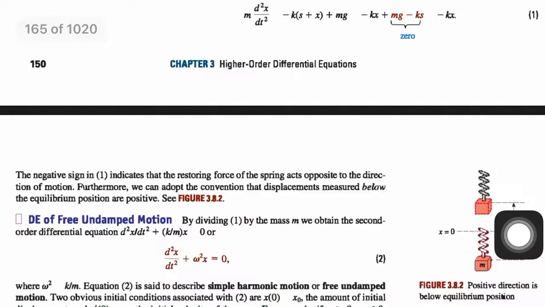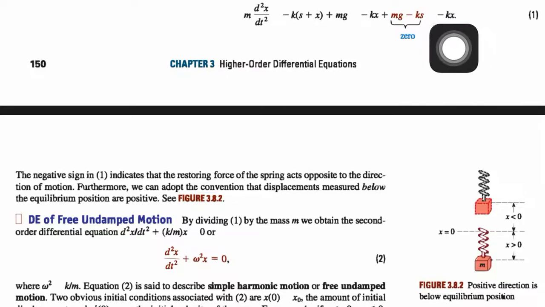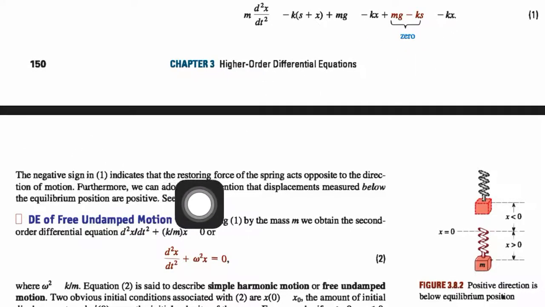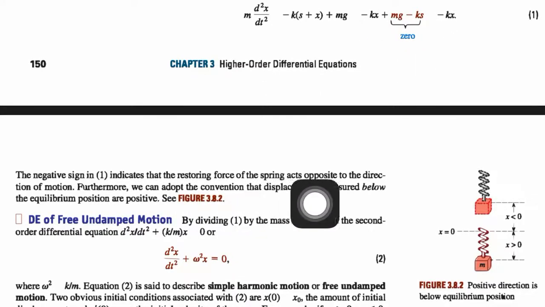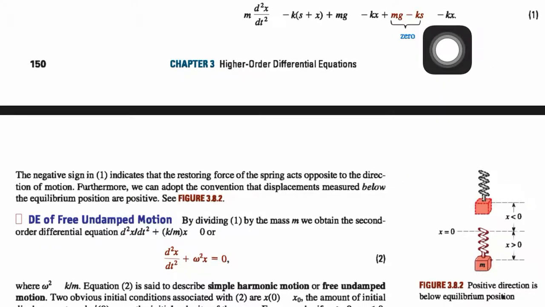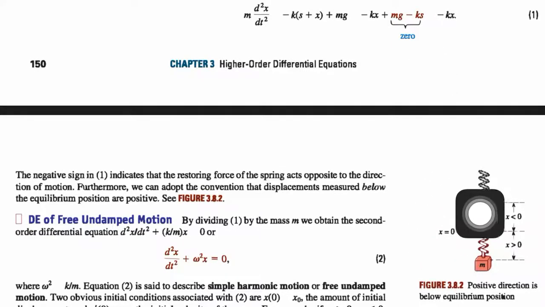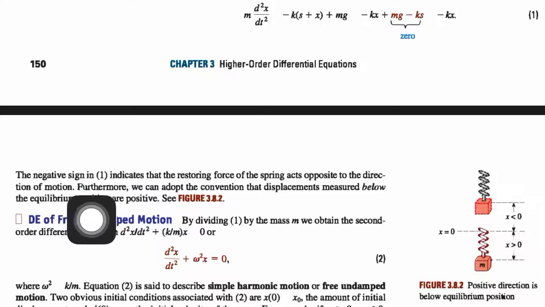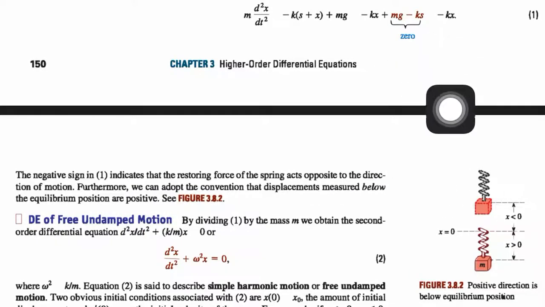Further, the negative sign here indicates that the restoring force of the spring acts opposite to the direction of the motion. The restoring force is opposite to the motion. The motion is in the downward direction and the restoring force is in the upward direction. So I am taking the negative sign here.